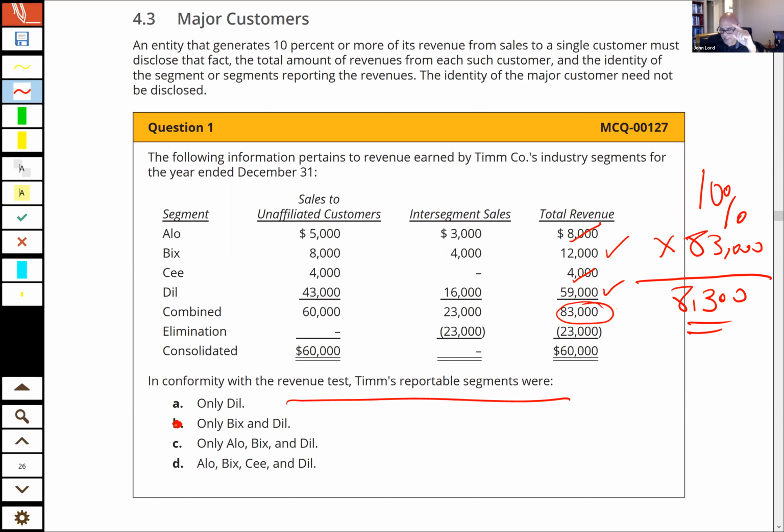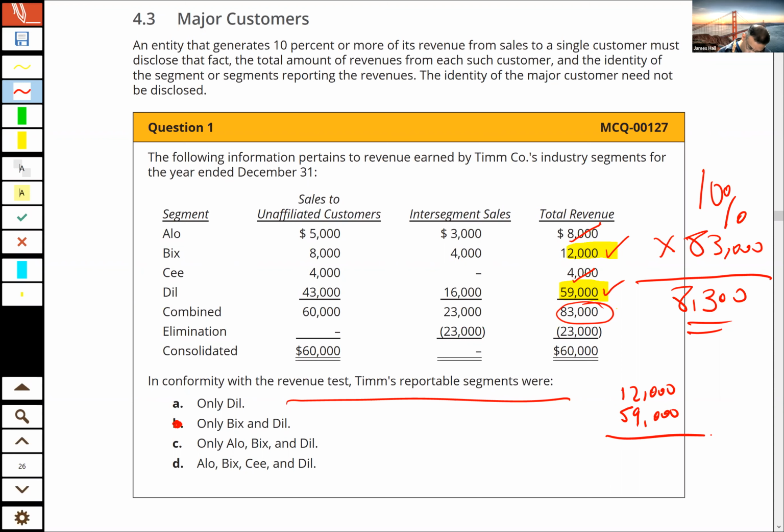Remember, I'm stuck with that 75% sufficiency test, right? So what they tell me is, well, you have to then look at the consolidated revenue of those segments you identified doing the 10% test, which is our BIX and DIL. BIX is 12, DIL is 59. 12 plus 59 is 71.